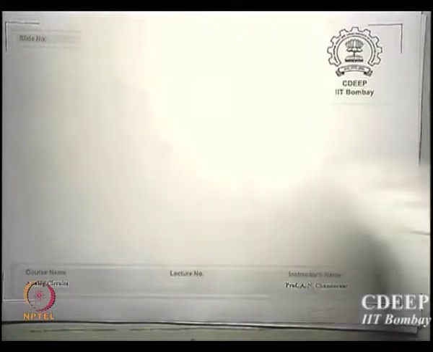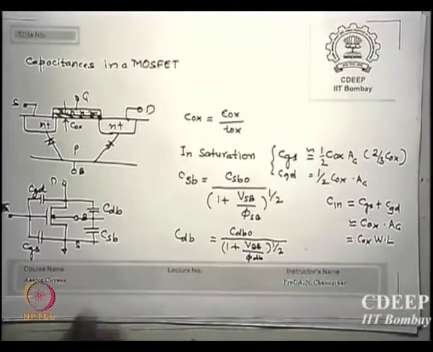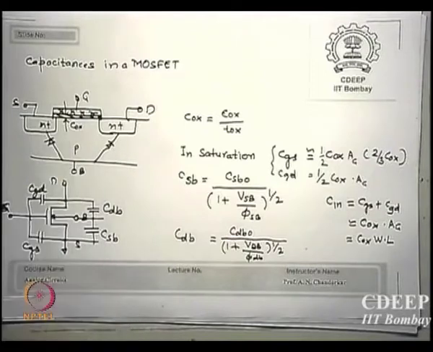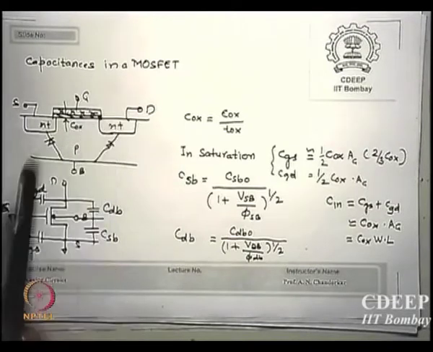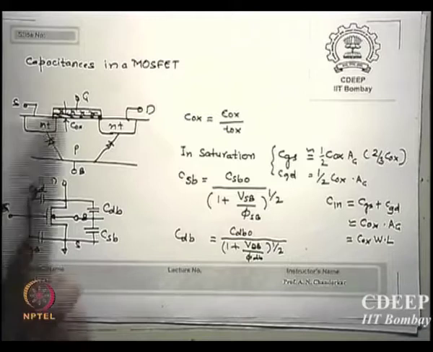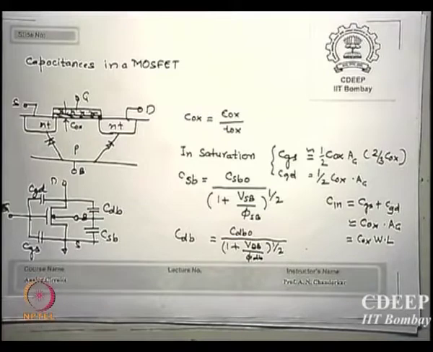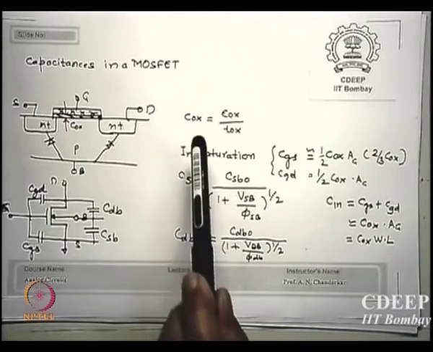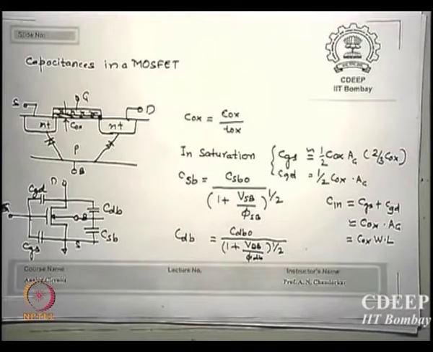Now coming to the last part of the transistor, which is related to bandwidth, the capacitance. This is a typical n-channel MOS transistor shown here. This is your source, this is your drain, this is your bulk, this is your gate, separated by oxide of thickness Tox, and the oxide capacitance is always expressed as oxide capacitance per unit area.